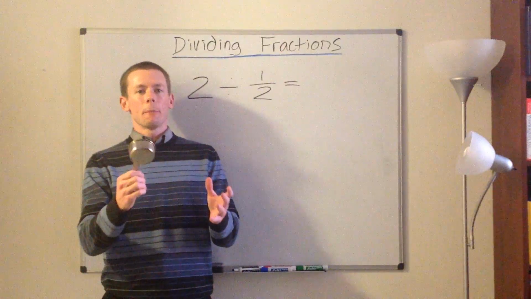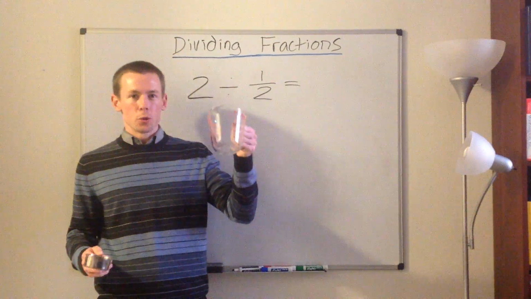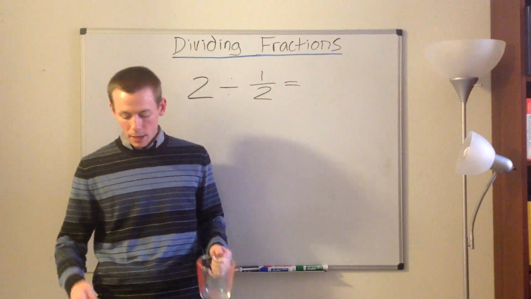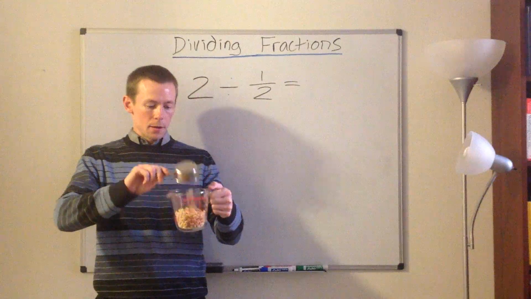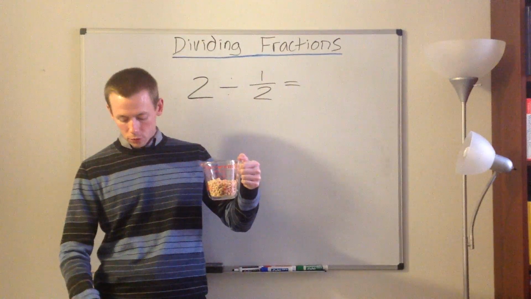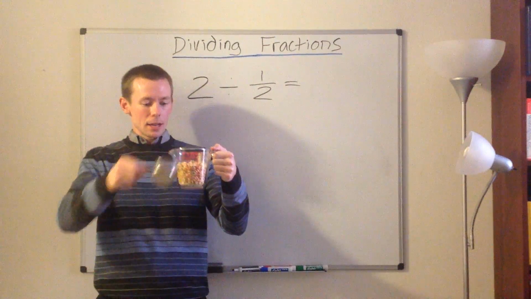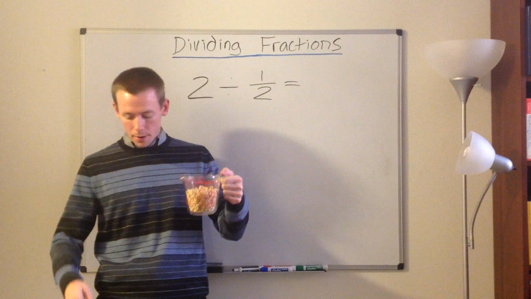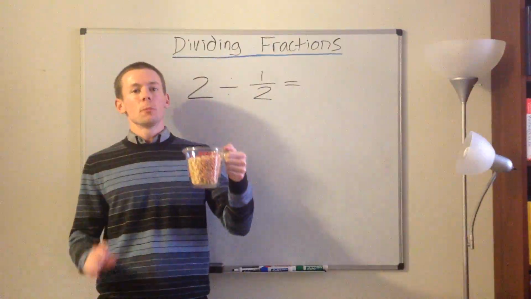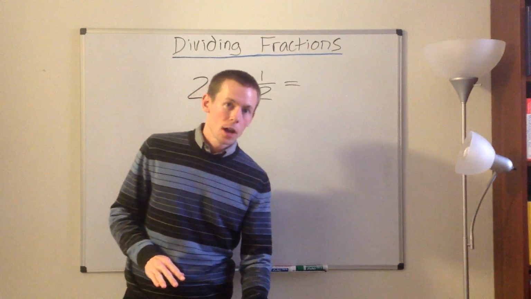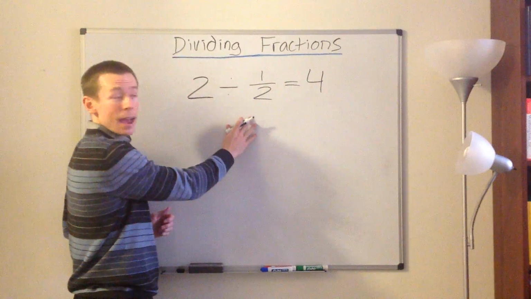Now I'm going to take my half cup and see how many half cups I need to fill up the 2. I'm going to scoop 1 here, dump it in, not there yet. Dump it in, not there. So this is on to number 3 now. I'm still not at the top. Another one, scoop number 4. And there we go, right to the top. Scoop number 4 is what did it. So 2 divided by 1/2 is 4.